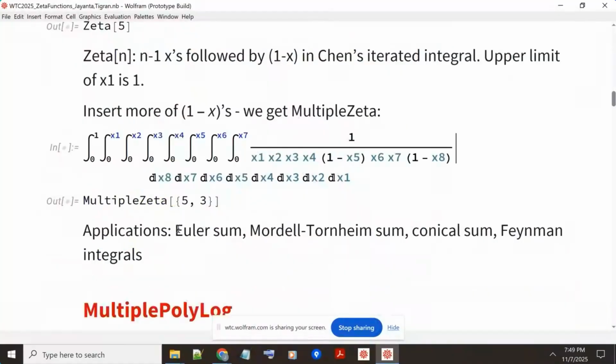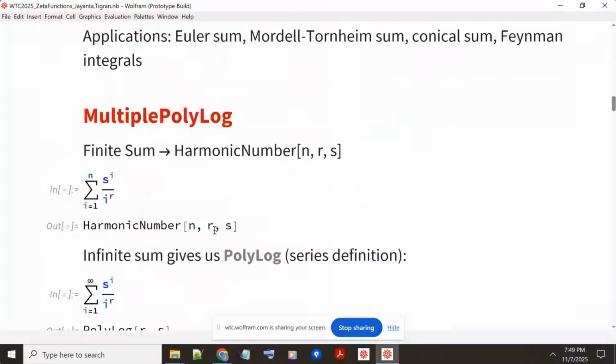And this has different applications. I'll talk about these a little later. Now let us look at the next special function, multiple polylog.